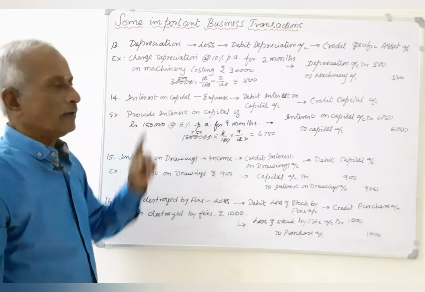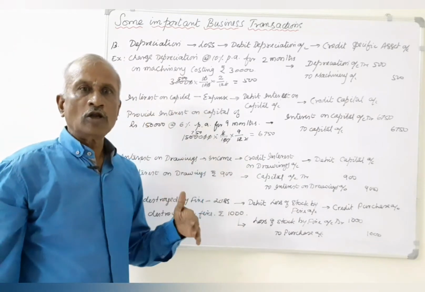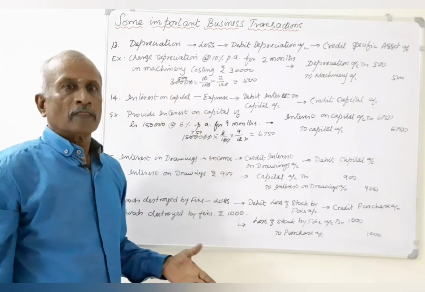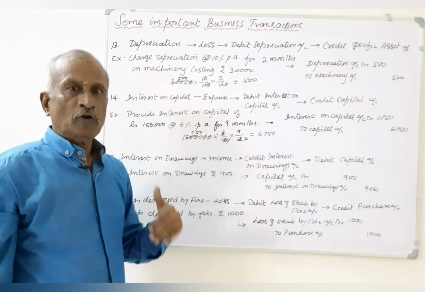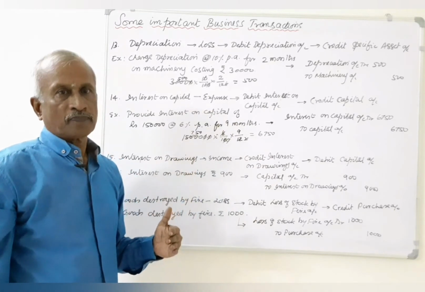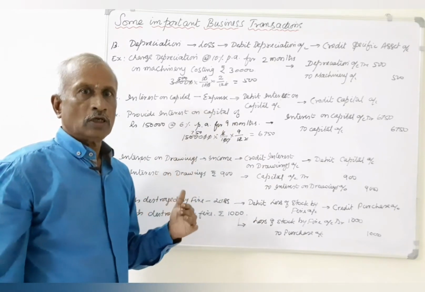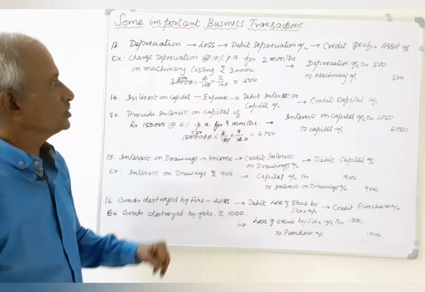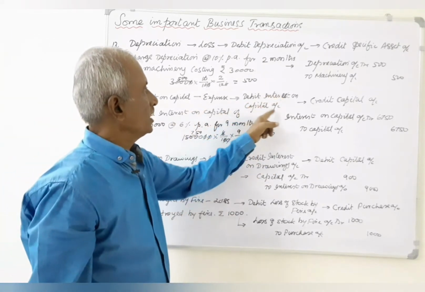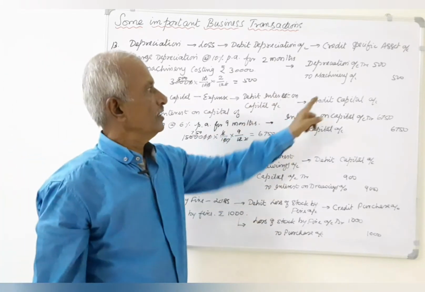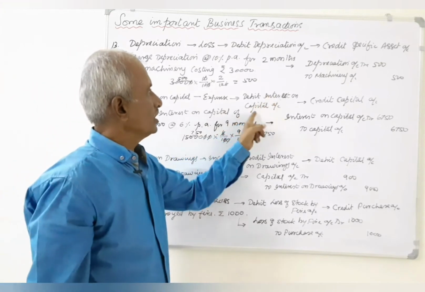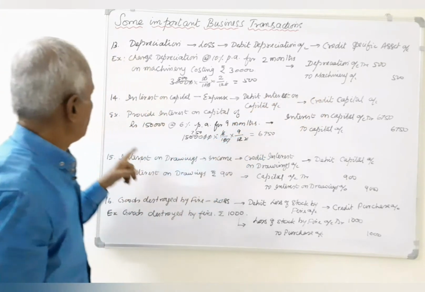Next, interest on capital. Interest on capital is an expense because capital is contributed by the proprietor, for which the business has to pay interest. So it's an expense. So debit interest on capital account and credit capital account. The journal is interest on capital account debtor to capital.